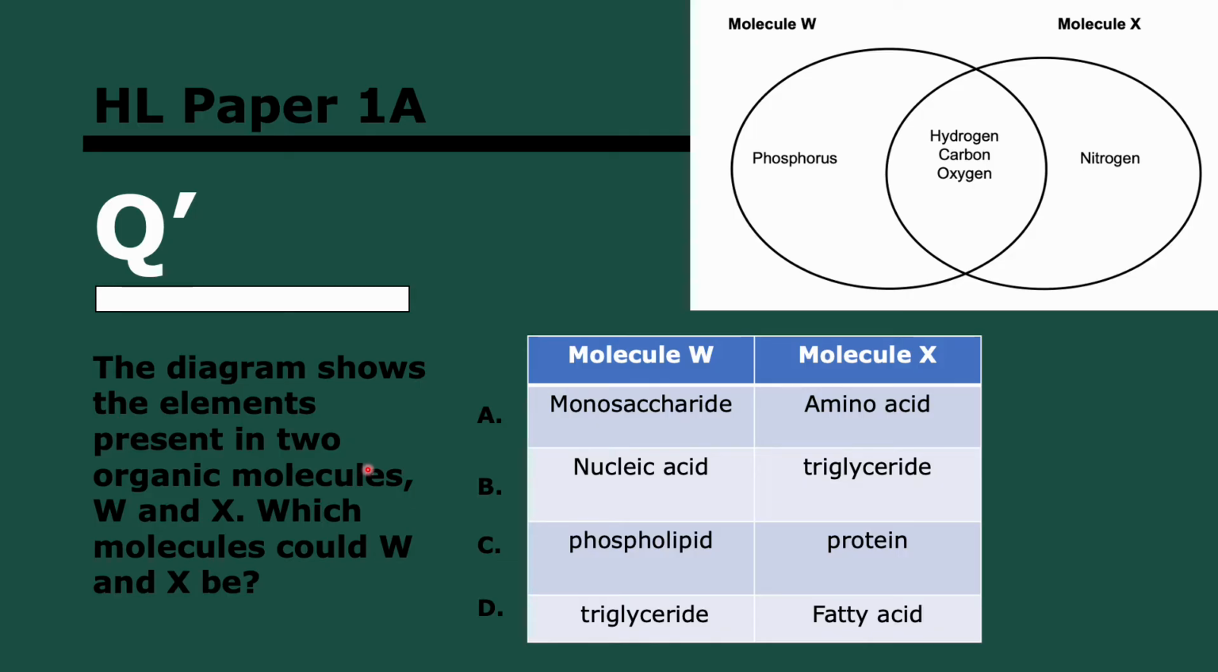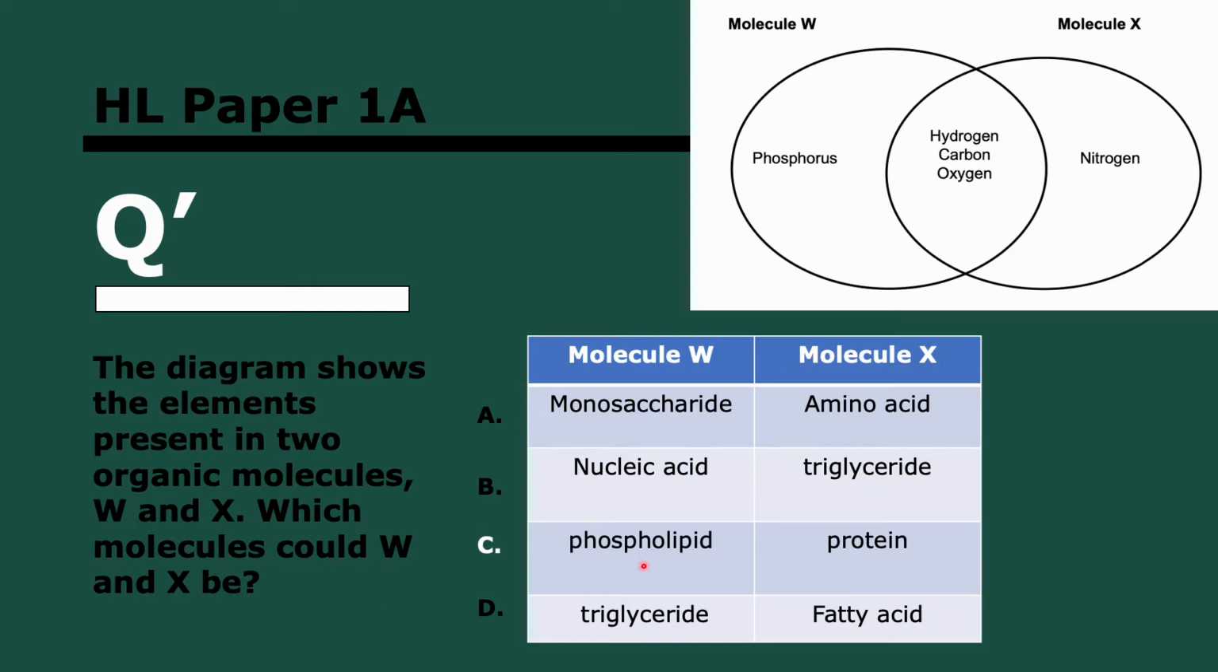So this question was also in the standard level. The diagram shows the elements present in two organic molecules, W and X. Which molecules could W and X be? Just to expedite this, I'm going to count down to 3. You can pause there, think about the answer. I don't want to rush you, but just so that this video isn't 2 hours long, that's how we're going to do it for every single question. So just pause now, and in 3, 2, and 1, it's C.